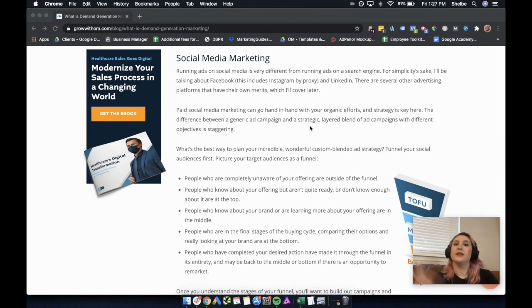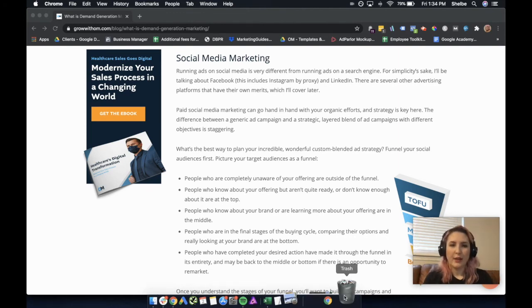Moving on to social media marketing. Running ads on social media is actually very different from running an ad on a search engine. For simplicity's sake, I mostly just cover Facebook, Instagram, and LinkedIn. But there's plenty of other ones, and I'm actually going to talk very briefly about them below. But they all have their merits, and as part of your ICP or your personas, you might determine that they are on other platforms like Pinterest or Reddit, and you would want to target ads on there.